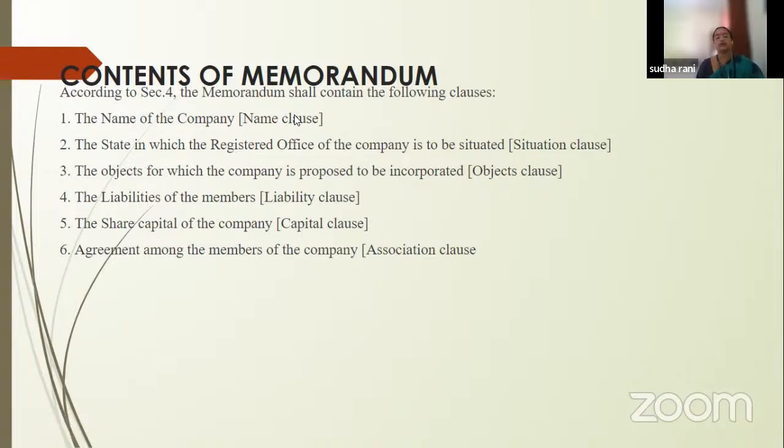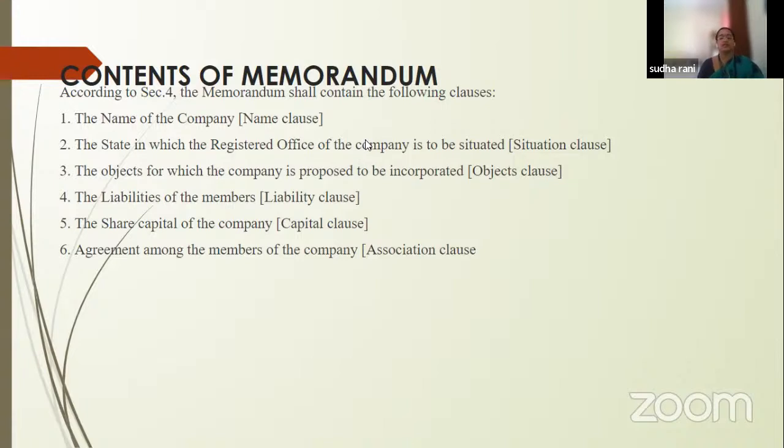Name clause. This content includes the details relating to the name of the company. The next one is the situation clause. Situation clause states in which state the registered office of the company is located and under which jurisdiction it comes. The third one is the object clause. This is a very important clause which tells about the objectives upon which the company is going to function, or is proposed for registration. With what objects it started its business.